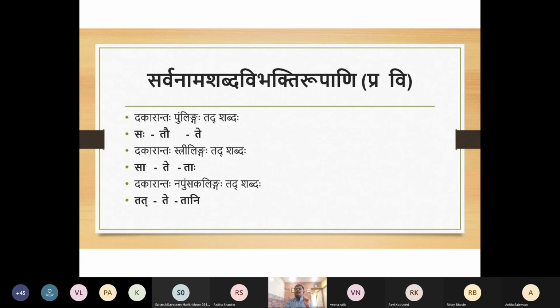I also told you that Prathama Vibhakti is also that noun form as such itself. So, Saha, he, far away. Tau, those two people, male, far away. They, all the males there, all the Balakahas there, Te Gachanti, they are all going.